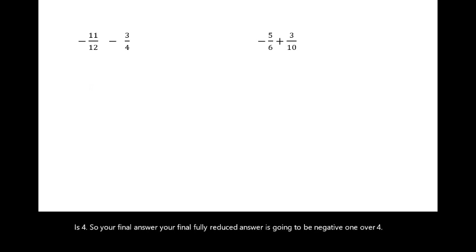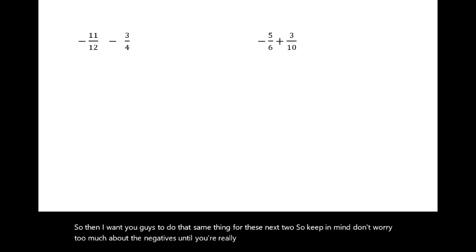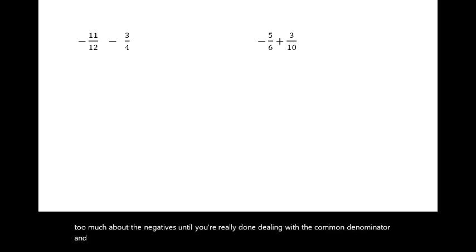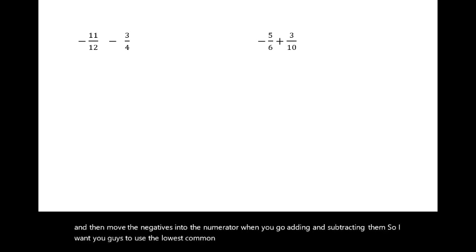So then I want you guys to do that same thing for these next two. Keep in mind, don't worry too much about the negatives until you're really done dealing with the common denominator, and then move the negatives into the numerator when you go adding and subtracting them. So I want you guys to use the lowest common denominator to subtract and add each of these fractions, pause the video, and then resume when you are done working.